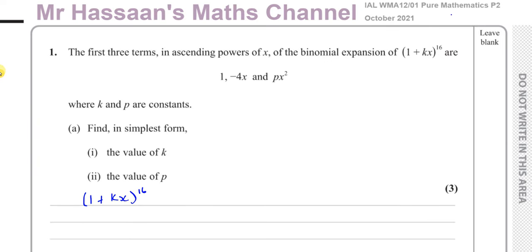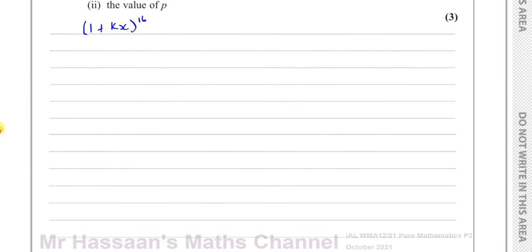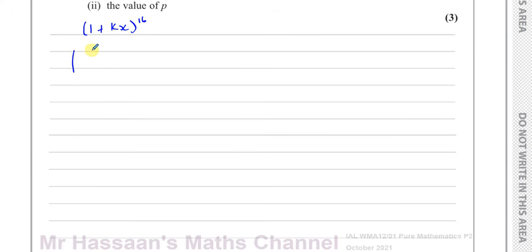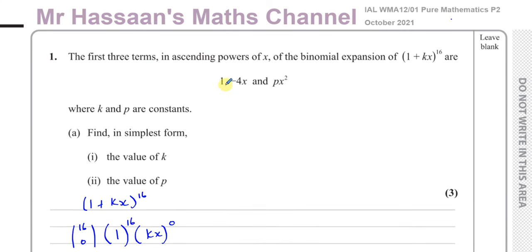So what we're going to do here is expand this in the following way. I have my bracket for my nCr. You start with 16 and 0 for the first term. Then you have 1 and you have kx, so you put the terms inside these brackets. Now we want ascending powers of x. That means the bracket with the x inside it starts with the power of 0, and the other one starts with the highest power, which is 16. These two always add up to 16. And we've got three terms here.